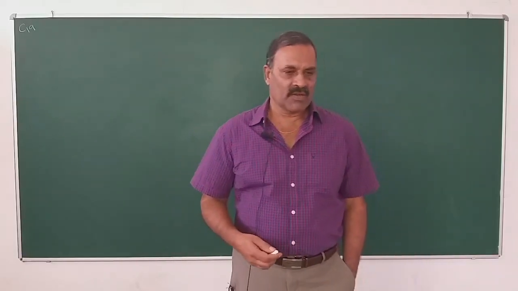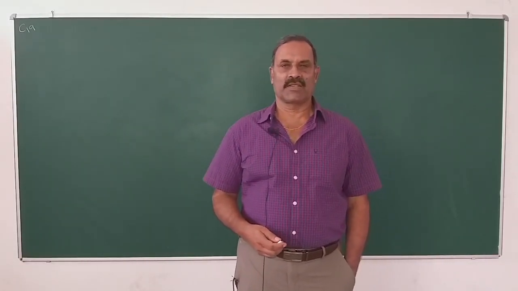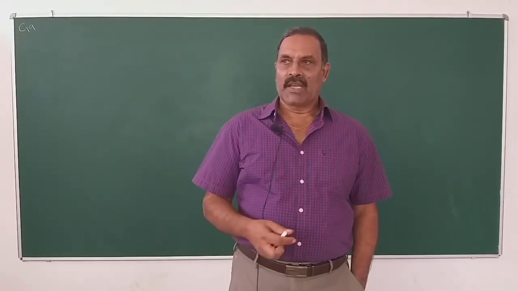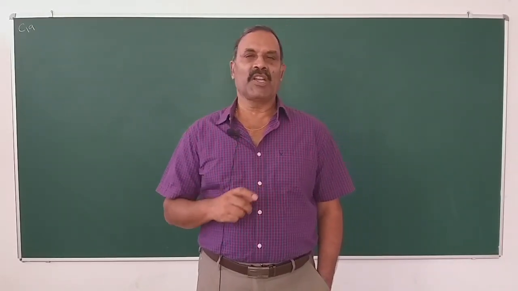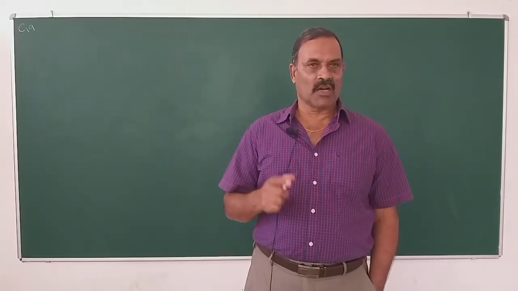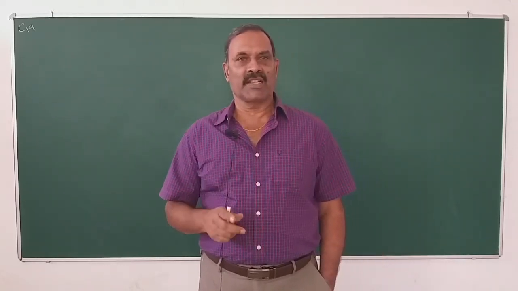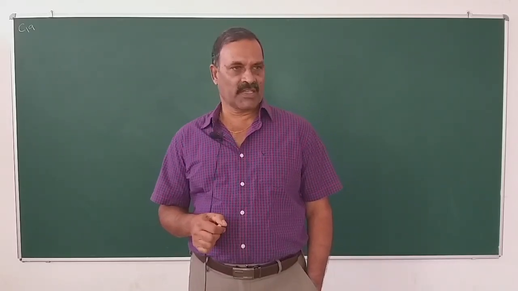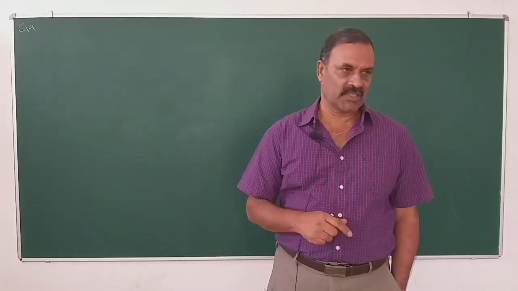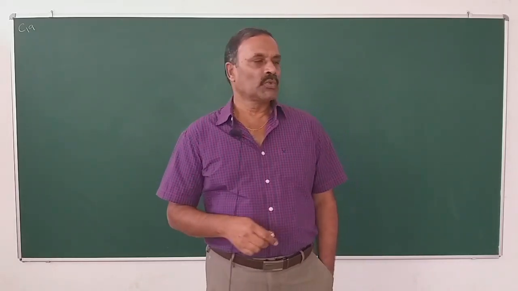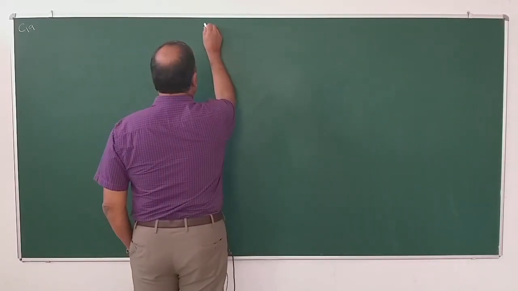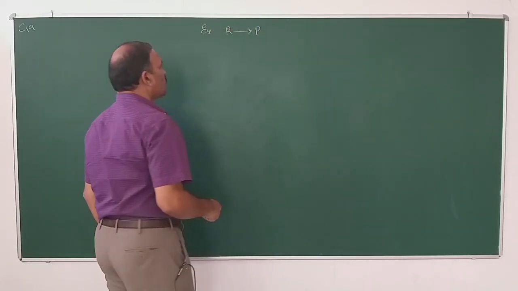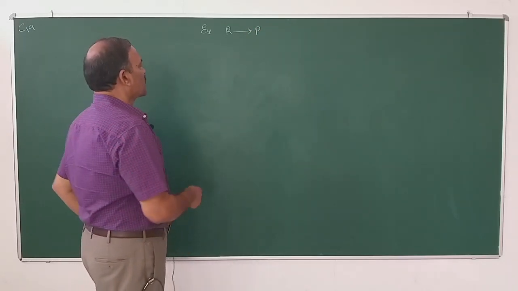So in the last class we have discussed zero order reactions. What is a zero order reaction? A reaction whose rate is independent of the concentration of reactants, or the reaction whose rate is directly proportional to the 0th power of the concentration of the reactant is called a zero order reaction. For example, let R gives P be a zero order reaction.